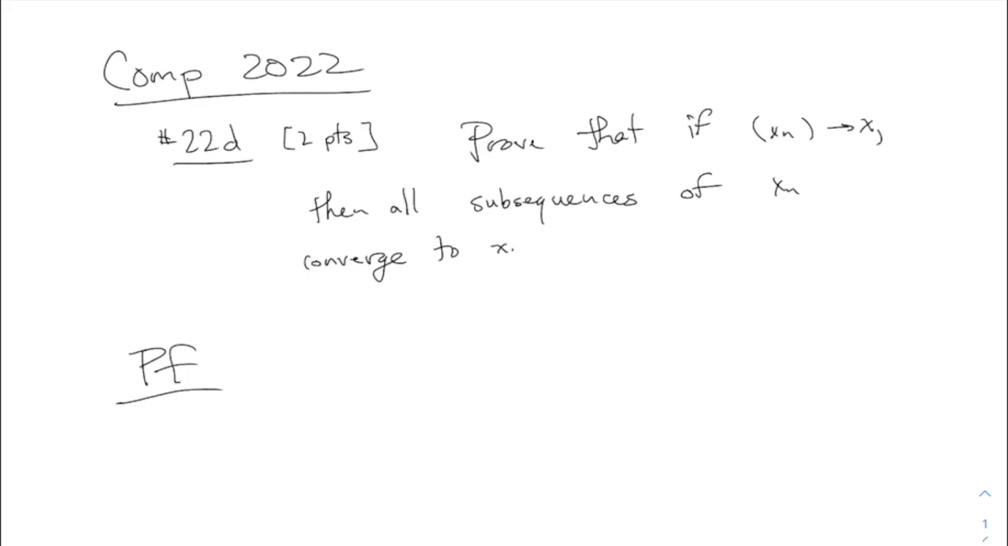Just between us, I would have done this proof even if it wasn't on the comp, but it was on the comp, so I thought maybe you would be interested in that. But this is an important thing by itself, whether it's on the exam or not. All subsequences also converge to x. There are many ways that you could do this, but I'm going to try and do this thinking of it topologically speaking. So I'll say let epsilon greater than 0 be given.